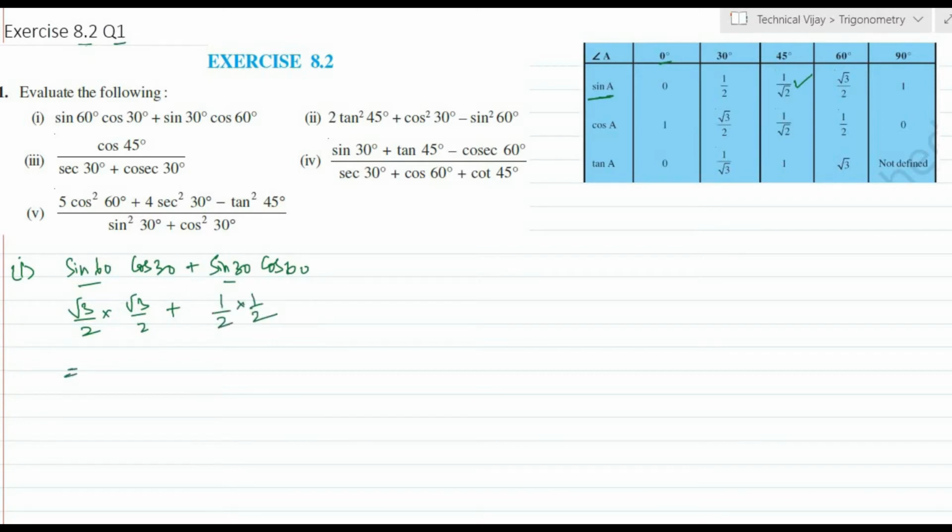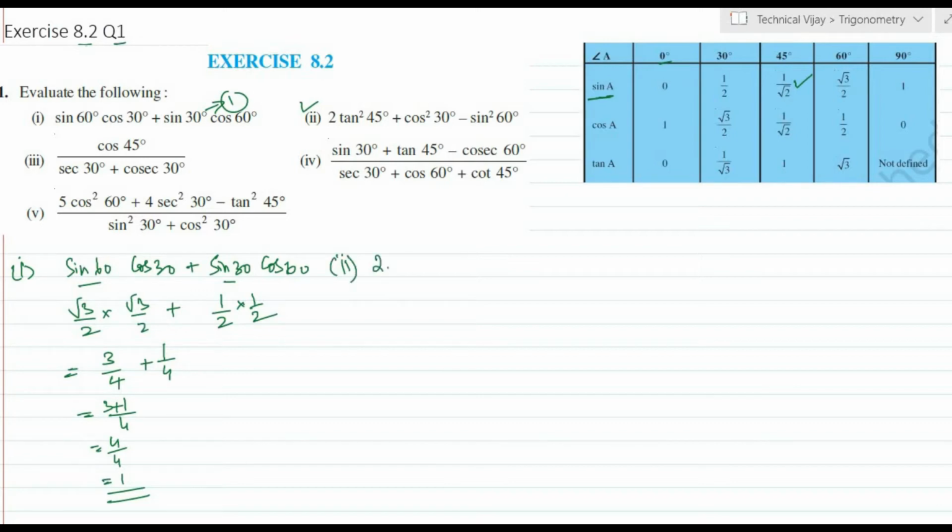So this will be root 3 into root 3, that will be 3 divided by 4. So plus 1 divided by 4, where 4 is the LCM. So 3 plus 1, 4 divided by 4, which is equal to 1. So the answer for this will be 1. So the second one we will take.